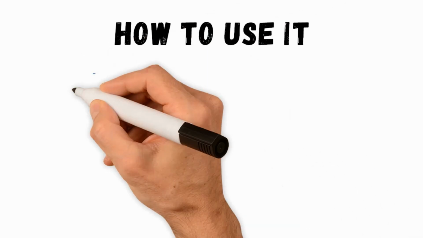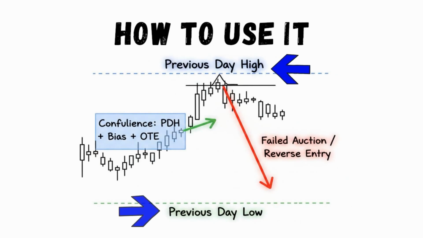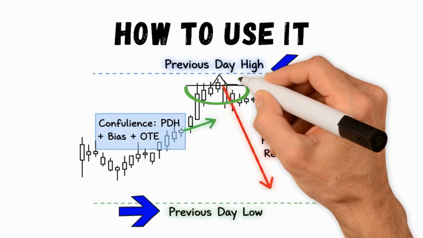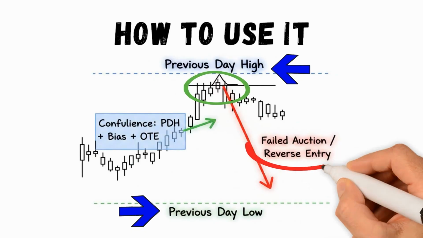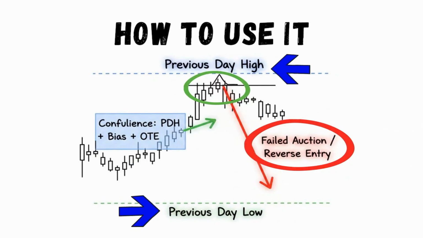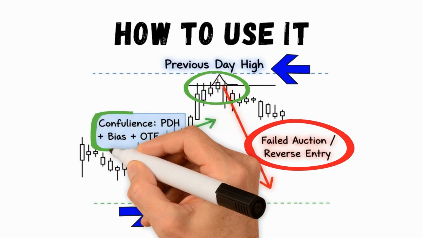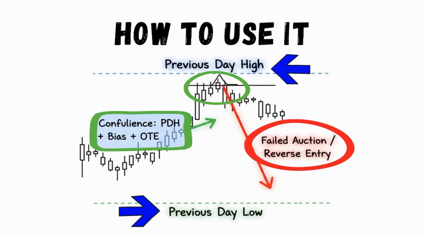How to use it: mark the previous day's high and low before the session opens. If price breaks one side and fails to continue, that failed auction can be your cue to trade in the opposite direction. Combine with daily bias or optimal trade entry for confluence.